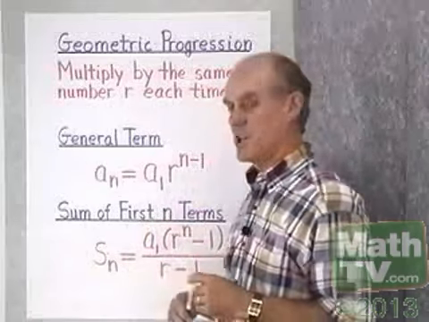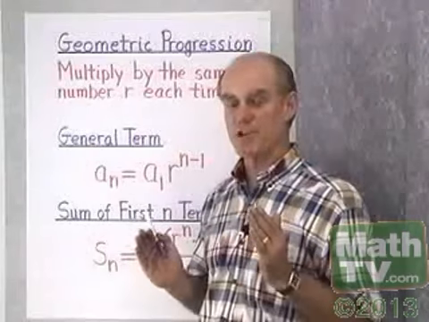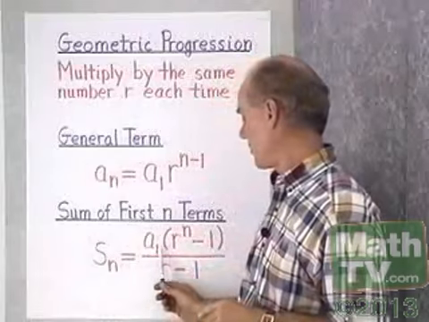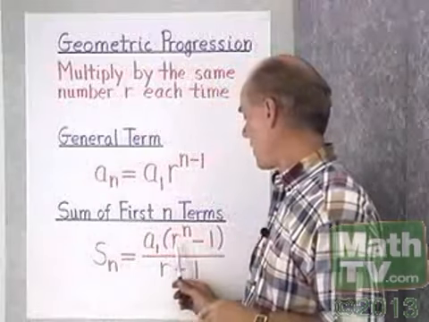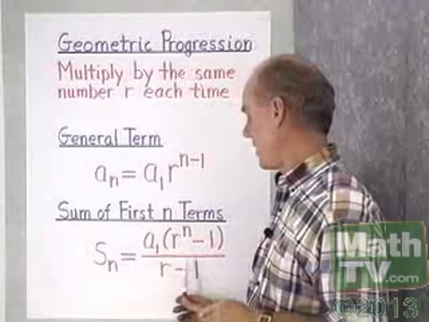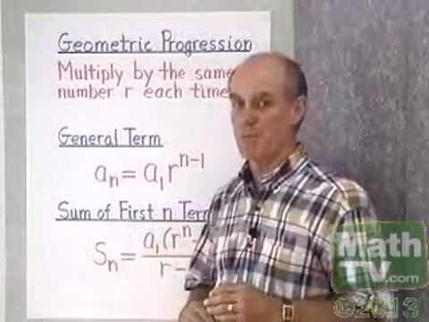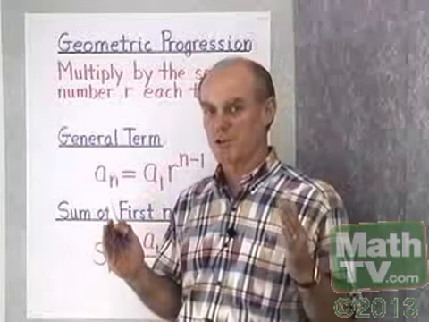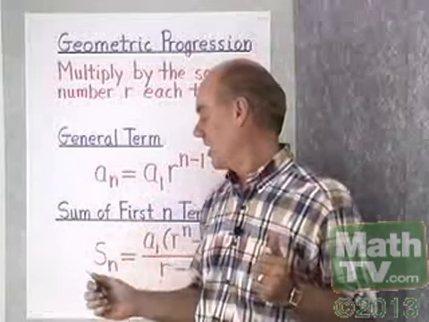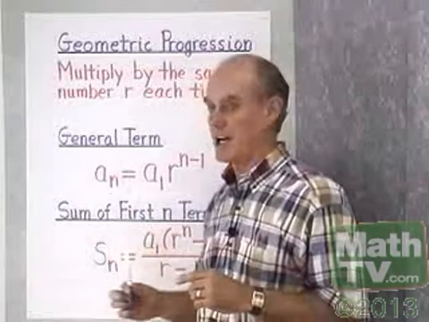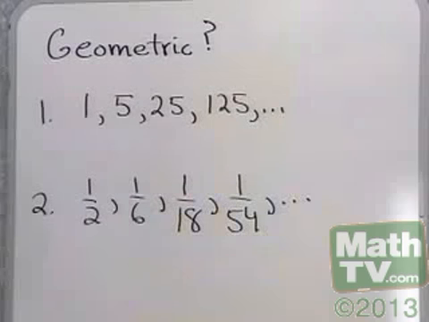The sum of the first n terms, if you want to add up the first n terms of a geometric sequence, that's s sub n, and that's equal to the first term times this quantity, r to the n minus 1, divided by r minus 1. Now there's a third formula for the sum of an infinite geometric sequence that we can use occasionally. These two formulas we can use all the time. So first I want to go to the board and practice using these two formulas.